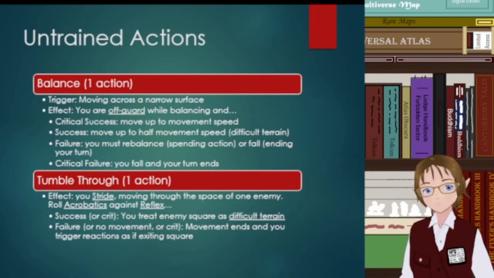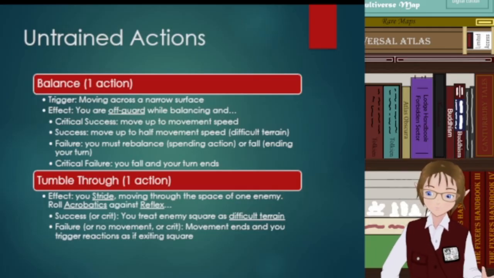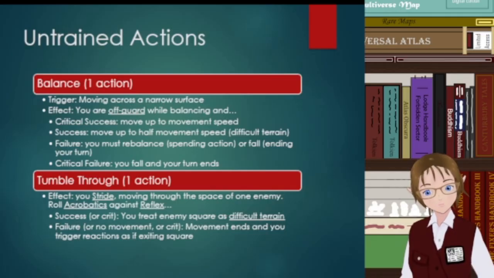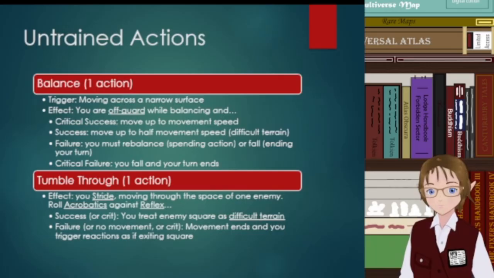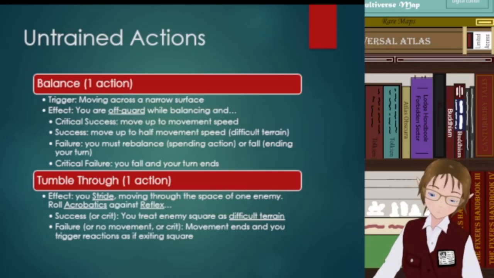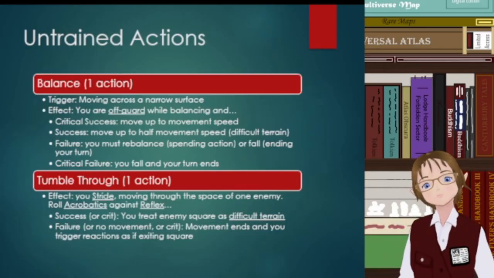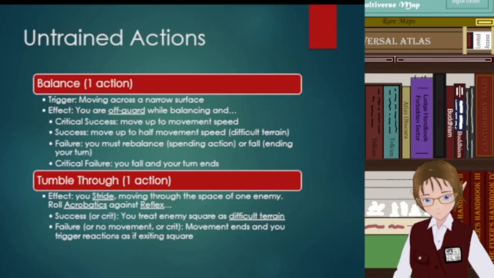Basically, bounce is triggered whenever your character is trying to move across a narrow surface, whether that's a tightrope or a narrow ledge. The effect of the action is you're off guard while you're bouncing because you can't effectively defend yourself using dexterity. This is essentially a -2 to AC. And you have to make an acrobatics check to move along your narrow surface.